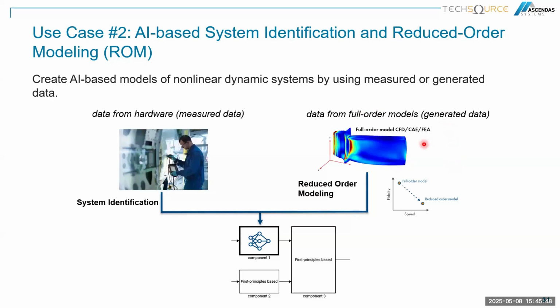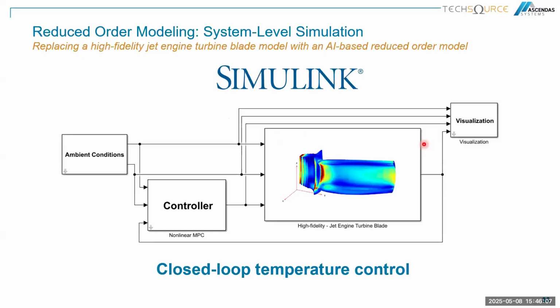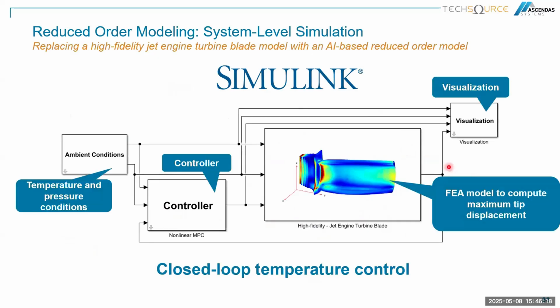But when you do the simulation with FEA or CAE, that is very slow, right? For example, you want to do reduced order modeling of a jet engine turbine blade. This one is quite simple. You have this plant model that came from high fidelity third party generated data, from an FEA model. It's very accurate, but the trade-off is that it is very slow.